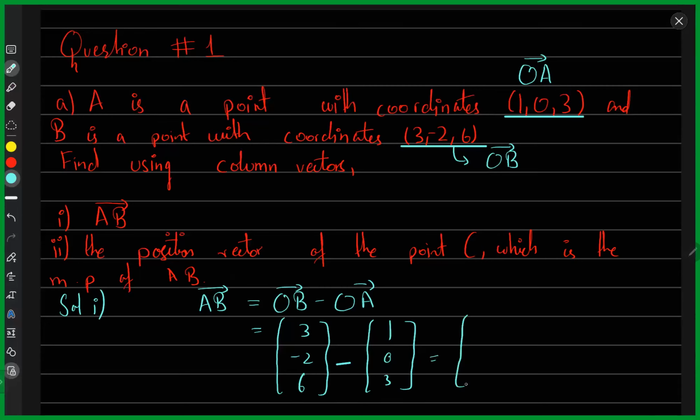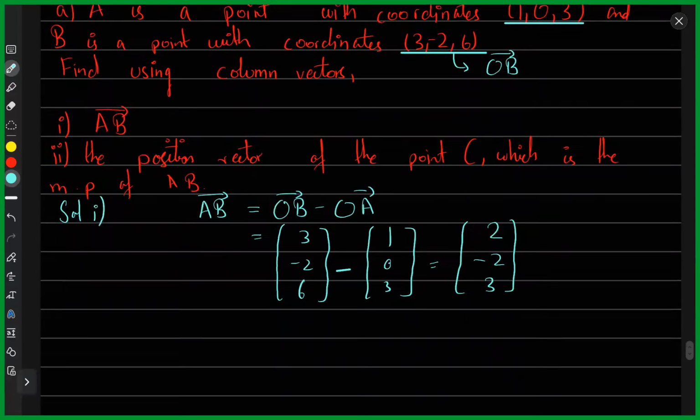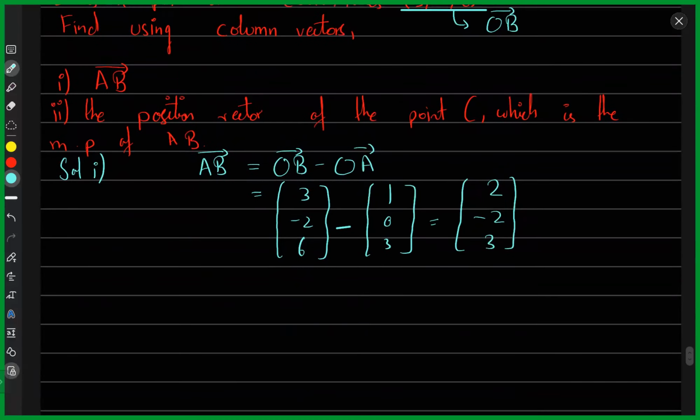And now when I will find the difference, 3 minus 1 would give me 2. -2 minus 0 would give me -2. And this would give me 3. So these are going to be the coordinates of AB. Second question says, the position vector of the point C, which is the midpoint of AB. Now, when we have the coordinates of AB, think about that as the position vector for AB. And if something is lying in the midpoint of AB, we are just supposed to divide that by 2.